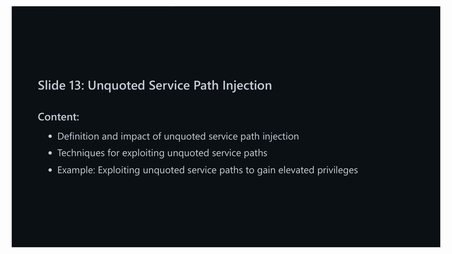Next, we'll delve into a practical example. Suppose we have an unquoted service path. If we exploit this by placing a strategically named malicious executable in an appropriate directory, whenever the service is restarted, our malicious code gets executed. This is a straightforward yet powerful attack vector that needs careful attention in system configuration to mitigate.